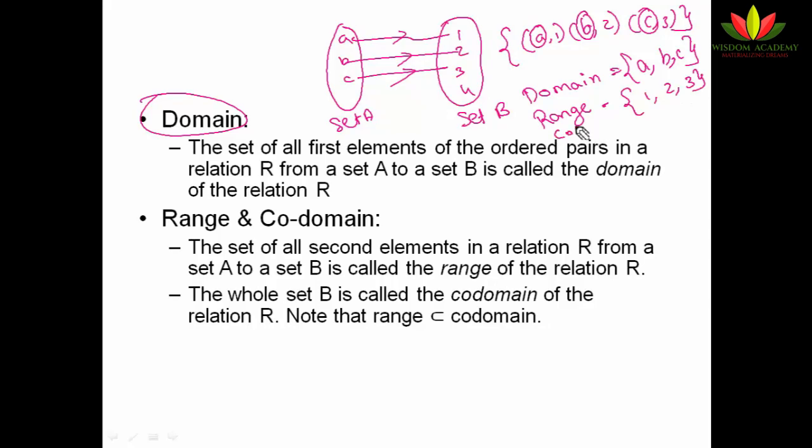And the codomain is all the things that are there in set B. Not only the range, but other elements which are not associated with any element are also part of the codomain. That is 1, 2, 3, 4. So this is about domain, range and codomain.